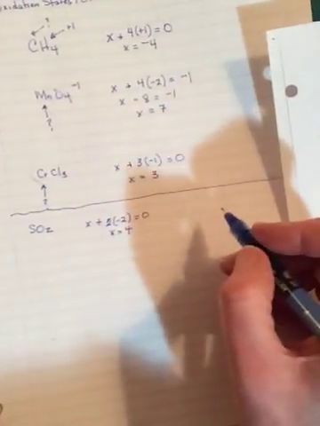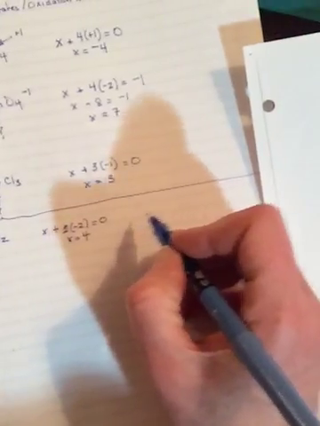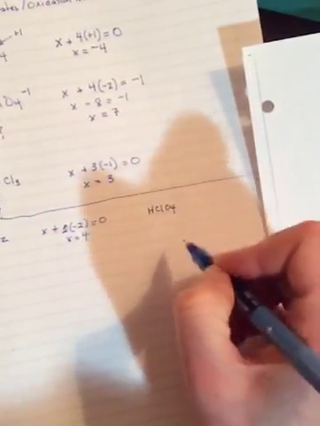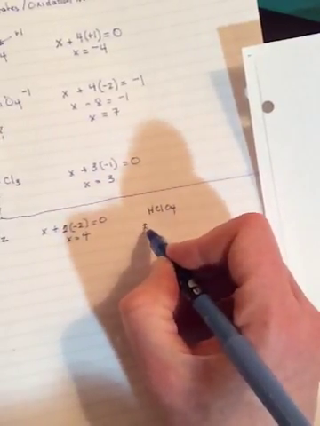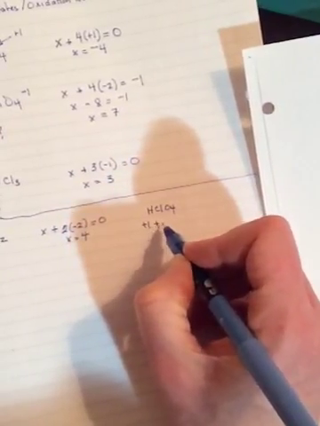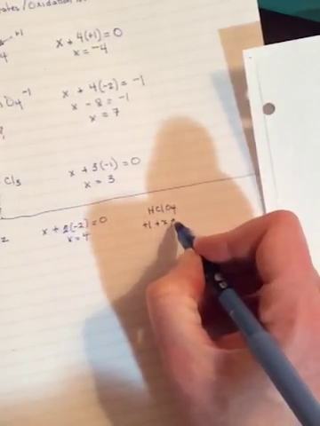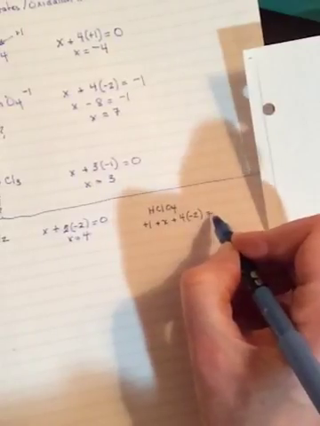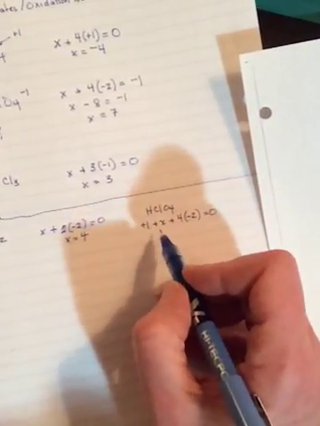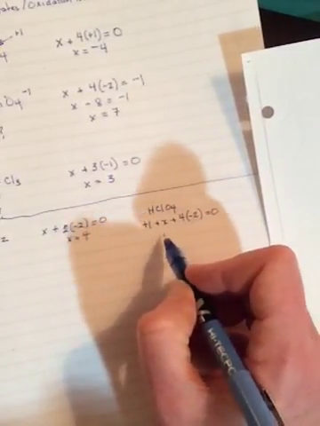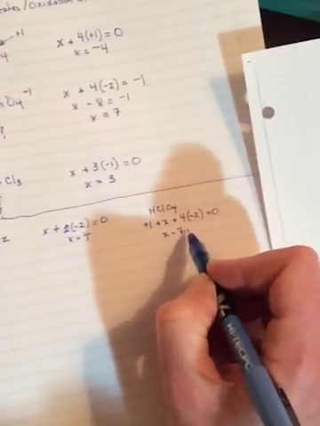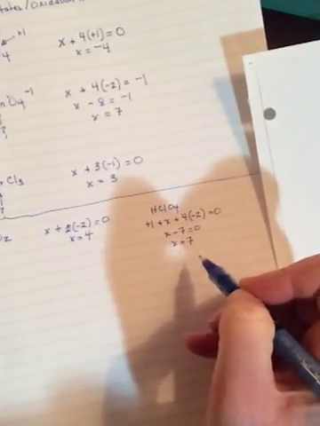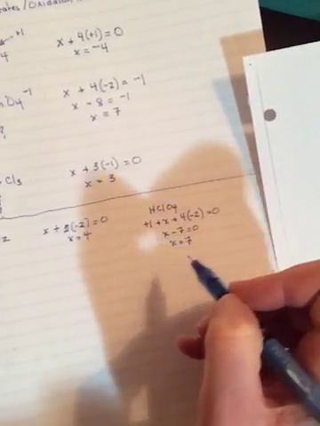The next one is Cl in HClO4. So we know H is +1, Cl is X, and we know oxygen, there's 4 of them, is -2, and that should equal 0. So 1 plus X minus 8, or X minus 7, equals 0. So X should equal 7. Okay, so it's just as straightforward as that.